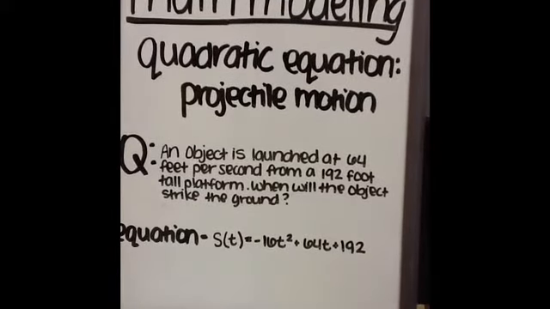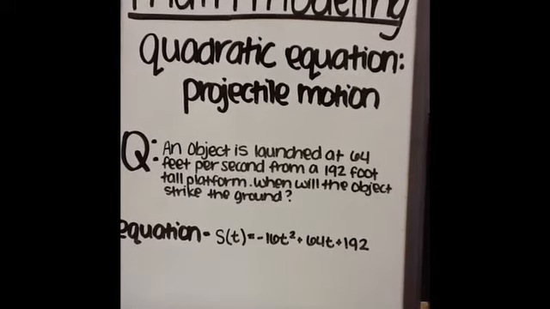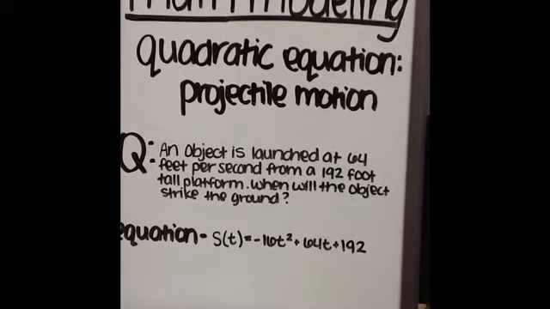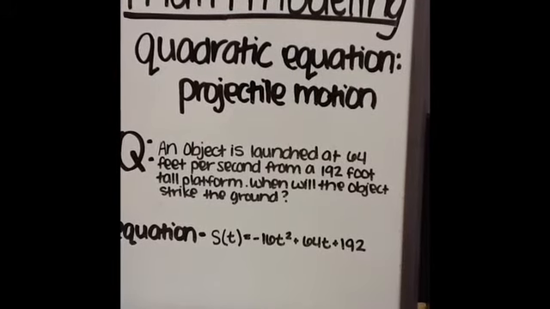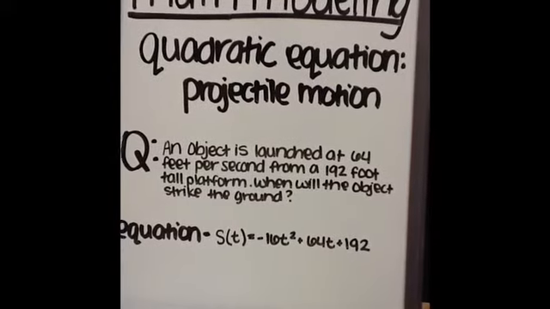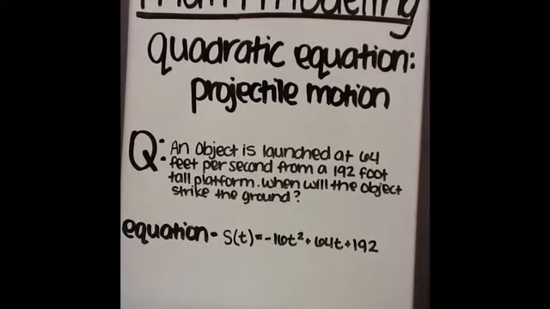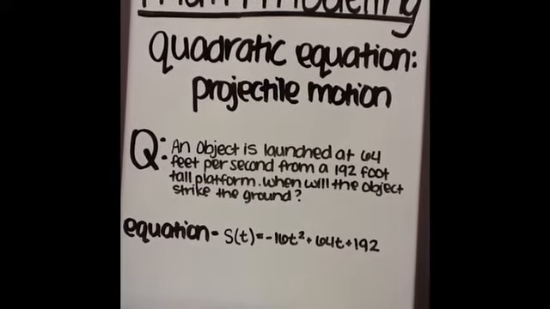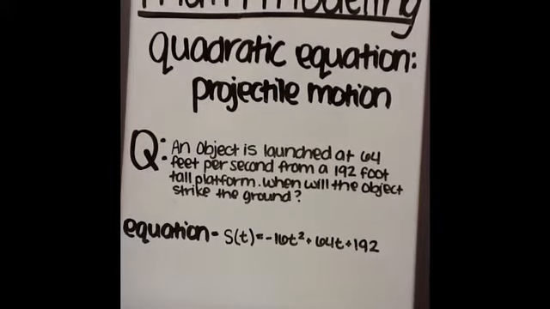For my math modeling project, I will be doing the quadratic equation for projectile motion. Question: an object is launched at 64 feet per second from a 192-foot tall platform. When will the object strike the ground? This question is given by the equation S of t equals negative 16t squared plus 64t plus 192, where t equals time in seconds.